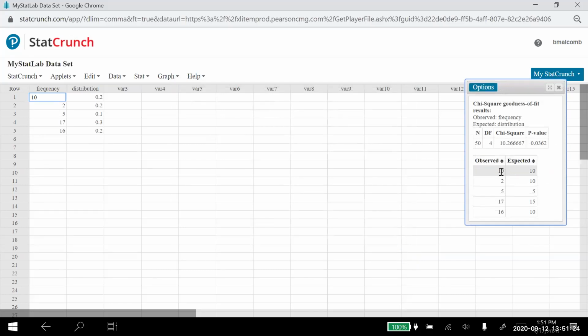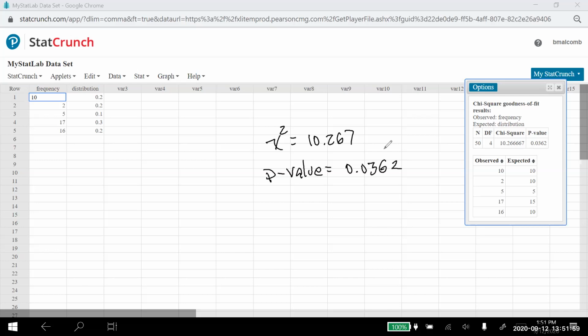So it tells us, here's the observed. We expected 10. We observed 2 of these. We would expect 10 of those also, because remember, we expect 20% of the distribution. So they give us each of those, but what we really care about is my chi-square number and my p-value. So let's jot those down. So chi-squared is equal to 10.267, and my p-value is equal to 0.0362. All right, from there we can just go and answer the question.